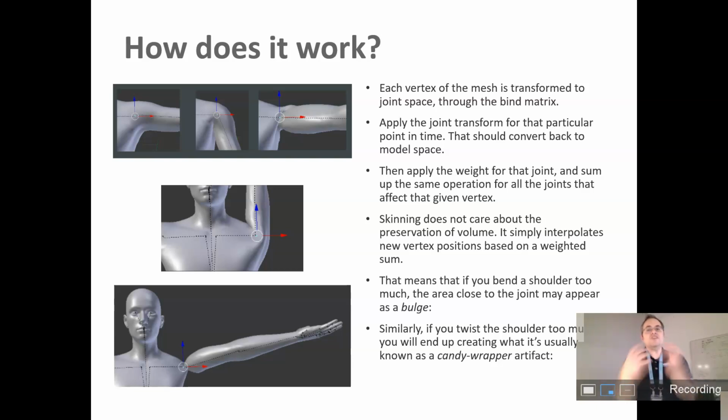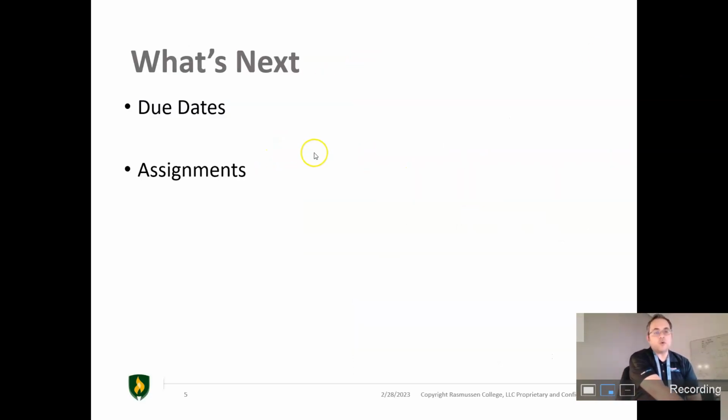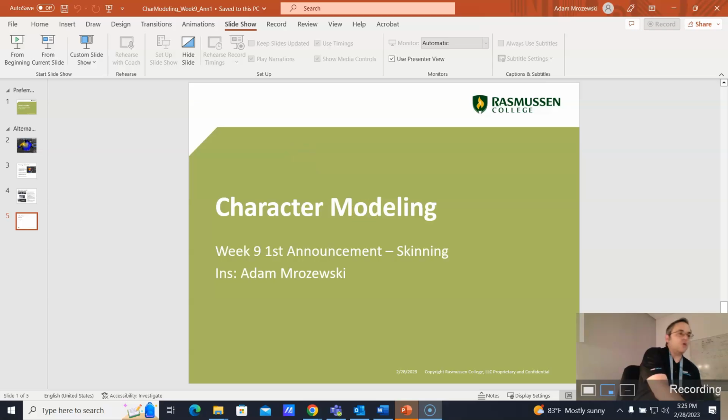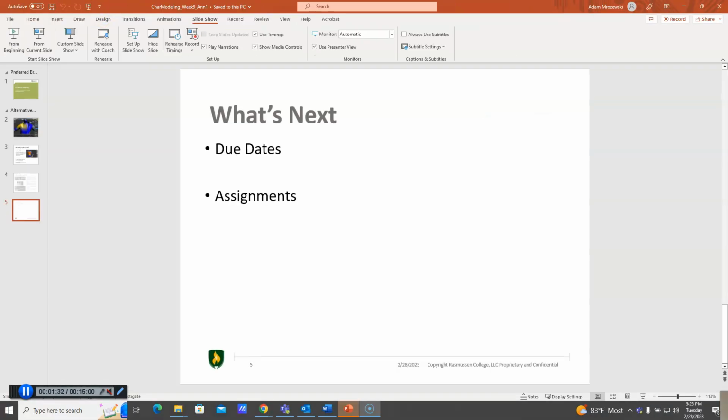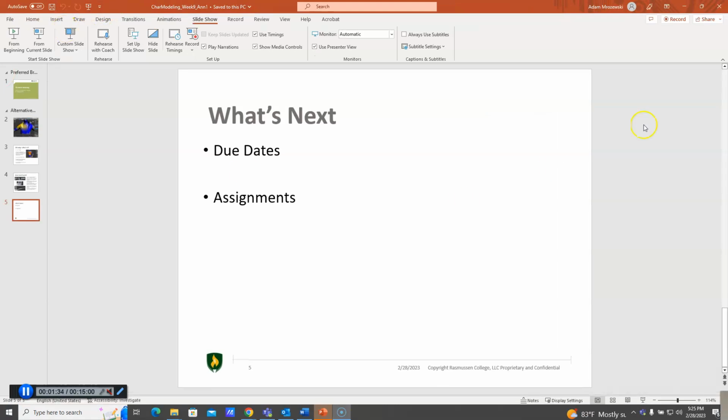That means that if you bend a shoulder too much, you might create a bulge. Or if you twist it too much, you create a candy wrapper effect. And that could be a lot of problems in and of itself. So be careful on how you place the coordinates. So overall, let's take a look at what we've got coming up and some things to focus on.